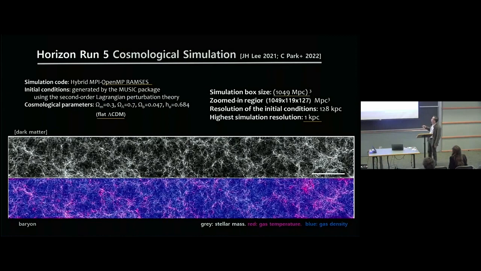This simulation used the hybrid MPI plus OpenMP Ramses code, and it adopted a flat lambda CDM with omega matter 0.3. It has a simulation box size of a gigaparsec, and it has a zoomed-in region at the center of the box, which is a gigaparsec by about 100 megaparsec by 100 megaparsec. In that zoomed-in region, it has a resolution of about 1 proper kiloparsec.